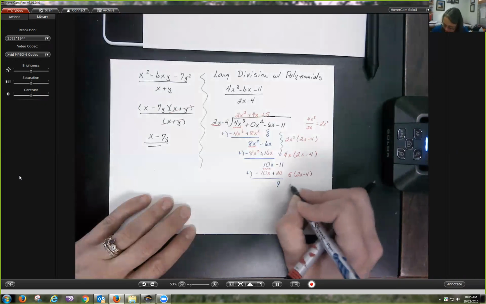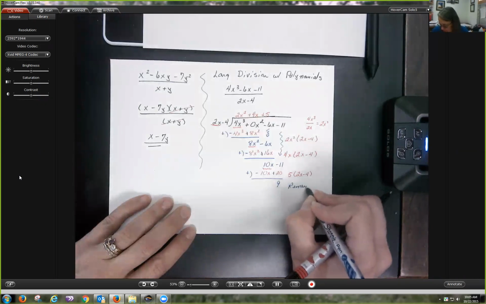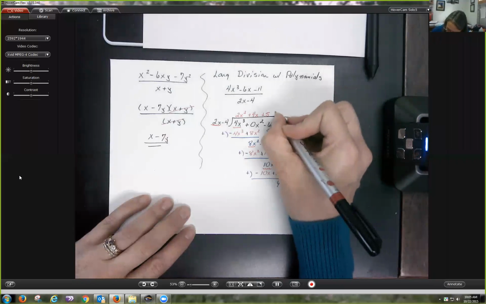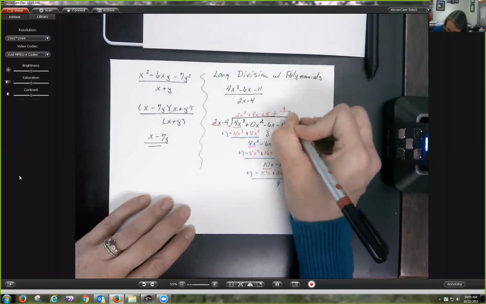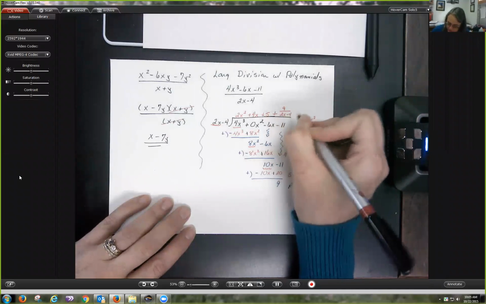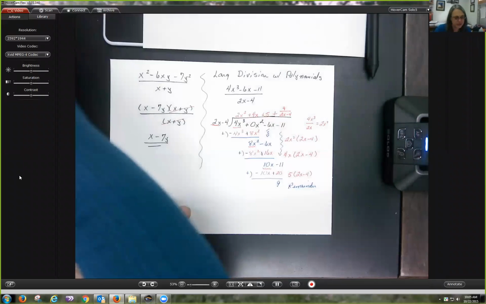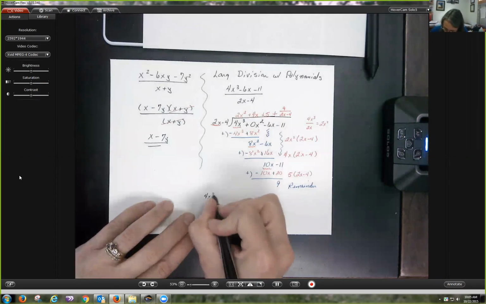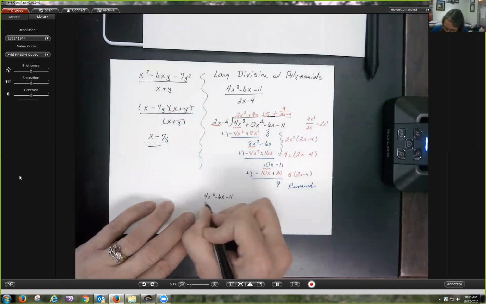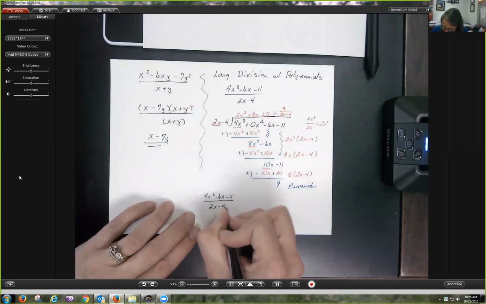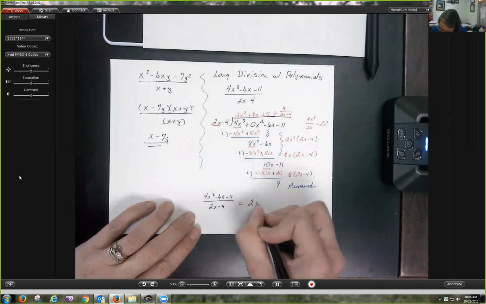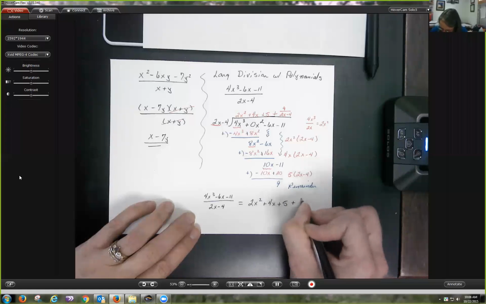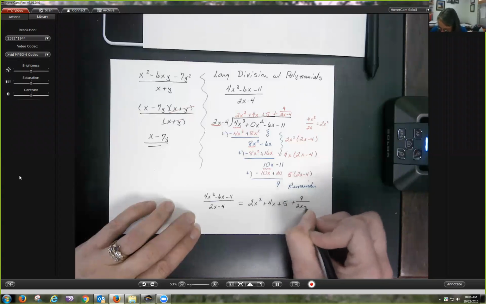This is the remainder. The way we handle the remainder is we come up here and we say plus whatever that remainder is divided by whatever we are dividing by. So my result, my simplified form of what I started with, my 4x to the third minus 6x minus 11 all over 2x minus 4 equals 2x squared plus 4x plus 5 plus 9 over 2x minus 4.